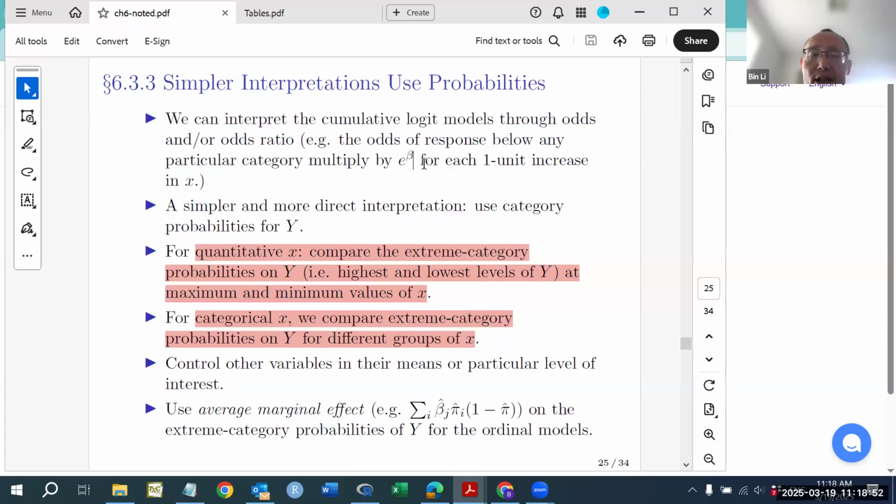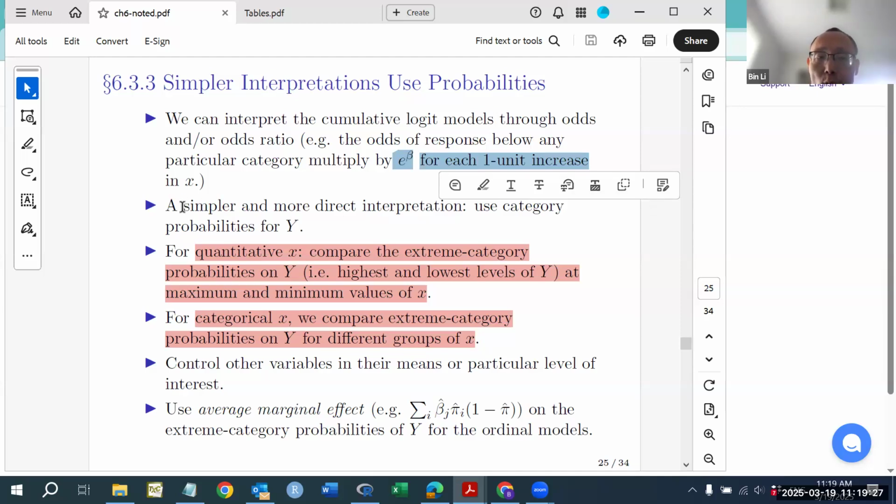Okay, for 1 unit increase in the x, while fixing the other x variables, adjusting for other predictors, then the odds will increase by exponential beta, right? And the odds ratio is the exponential beta for 1 unit increase in x, adjusting for others. Okay, so that's how we interpret.